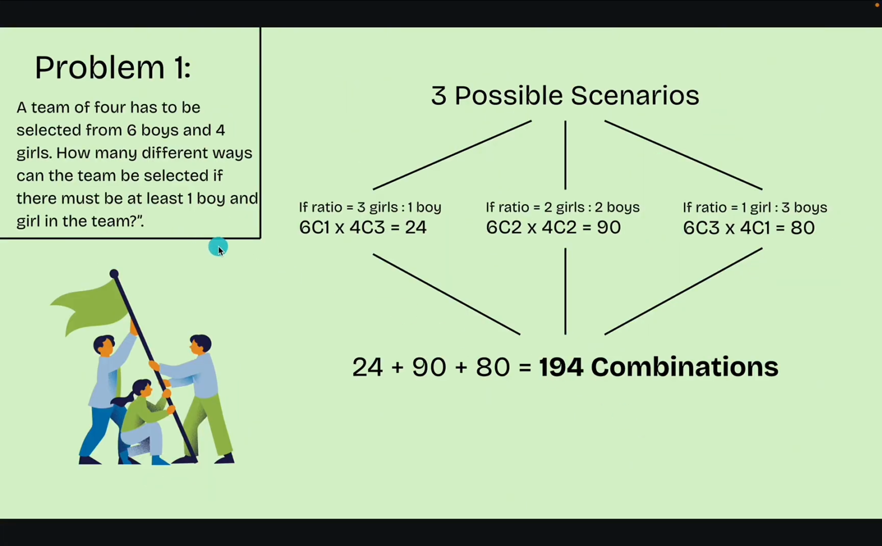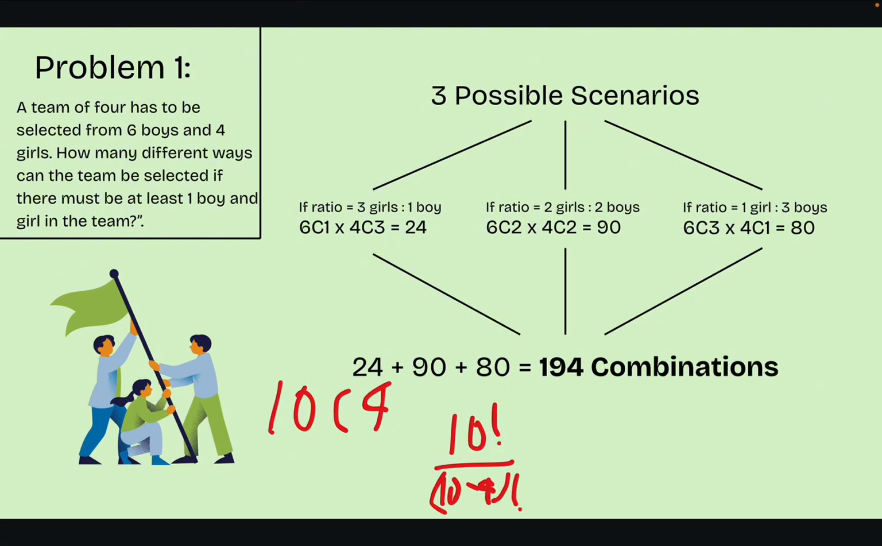A team of 4 has to be selected from 6 boys and 4 girls. How many different ways can the team be selected if there must be at least one boy and girl in the team? Now, the first thing you always have to ask for hard problems, as I said in the permutations video, is why can't you just use the formula here? You could just theoretically use 10 choose 4 and then just plug in the numbers. You get 10 factorial over 10 minus 4 factorial, and so on.